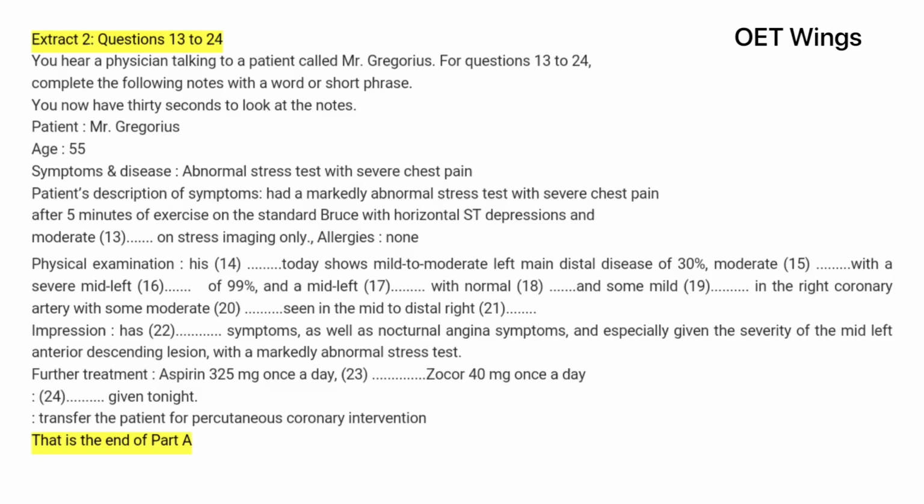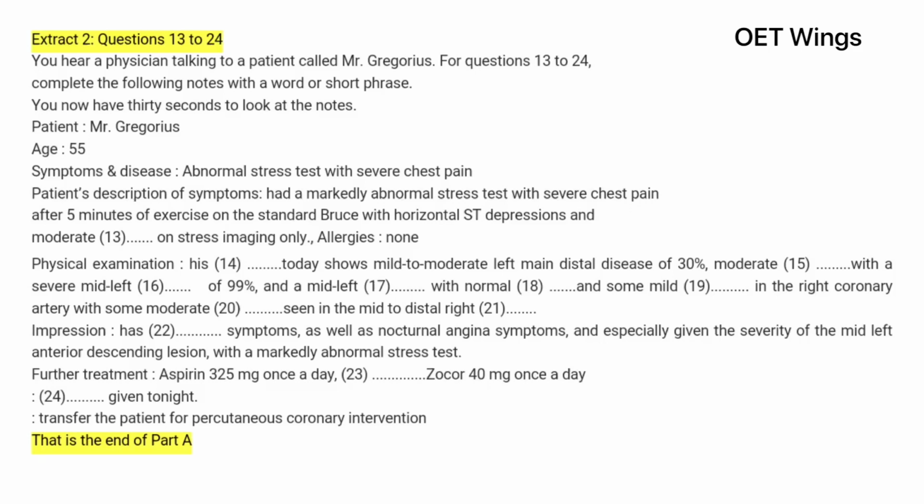Hello, doctor. Yes, come in. What's your problem? Well, he is my husband, and he had a markedly abnormal stress test with severe chest pain after 5 minutes of exercise on the standard Bruce with horizontal ST depressions and moderate apical ischemia on stress imaging only. What's his name? He is Mr. Gregorius. What is his age? 55, doctor.